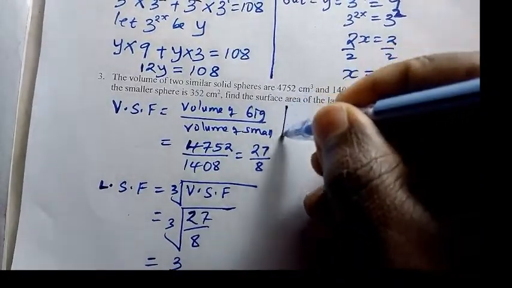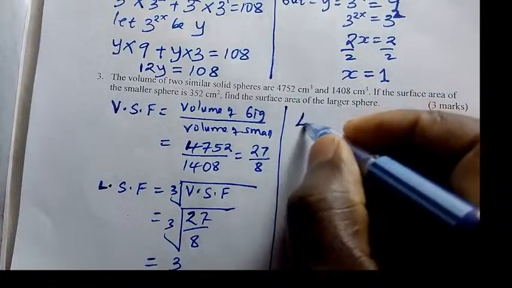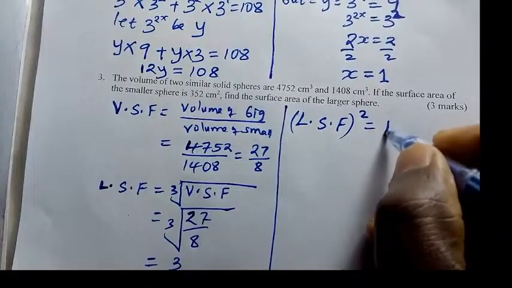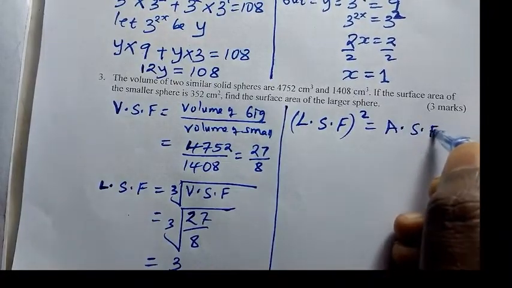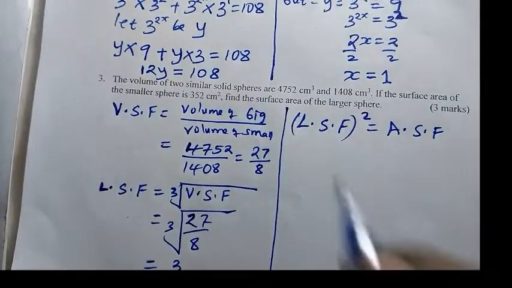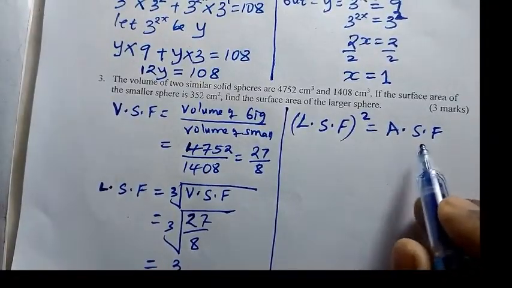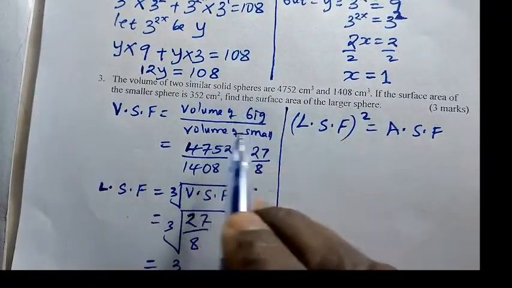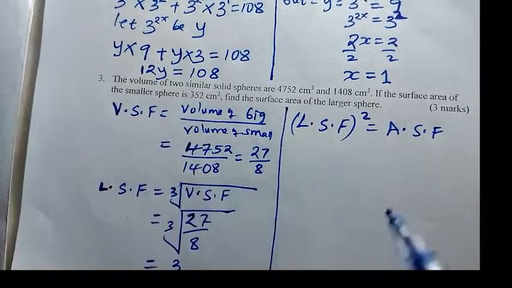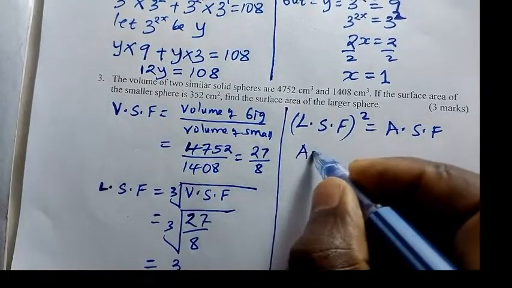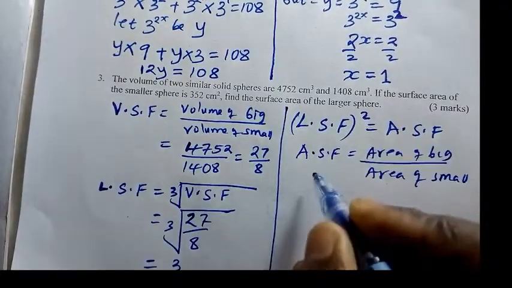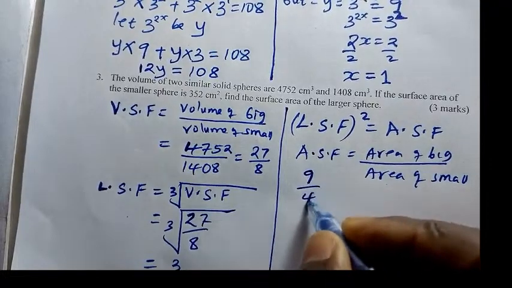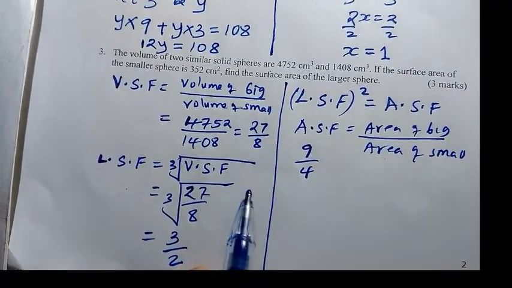Na kwa nini tunatafuta linear scale factor? Tunajua kwamba linear scale factor square will give us area scale factor. Linear scale factor square will give us area scale factor. Sasa hii itatusaidia kutafuta area ya hiyo kubwa, ya hiyo sphere kubwa. Tuko na small ndio hii. So tunasema area scale factor equal to the area. Konayo sasa linear scale area scale factor itakuwa nao 9/4. The square of this 2.